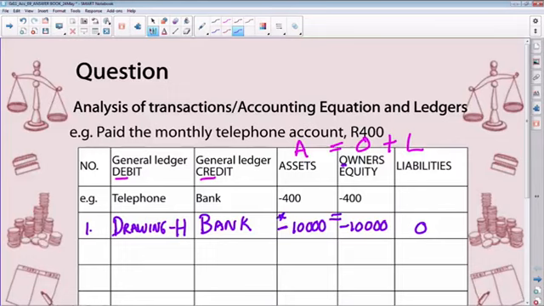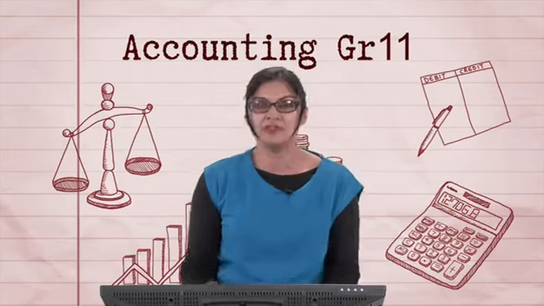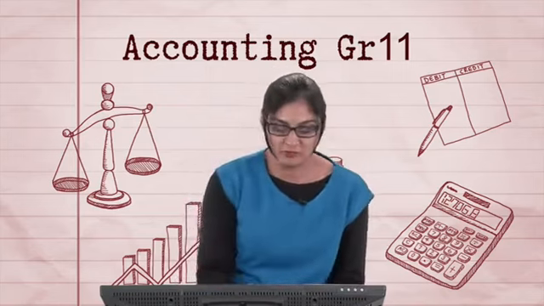So on the left-hand side, I'm getting minus 10,000. Remember, equal to means it must equal to what I'm getting on the right-hand side. And on the right-hand side, O plus L. So if I put a plus sign here, negative 10,000 plus zero gives me negative 10,000. So in other words, mathematically, this equation is correct. Okay, you guys got that. Right, not difficult stuff, guys. Not difficult at all. Let's now move on to the next transaction.